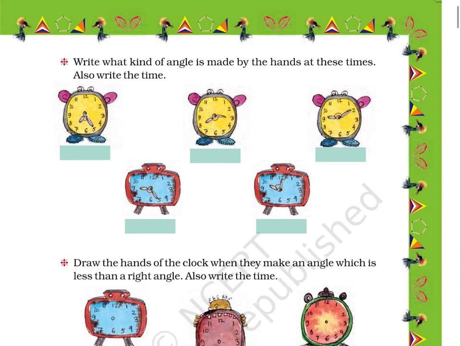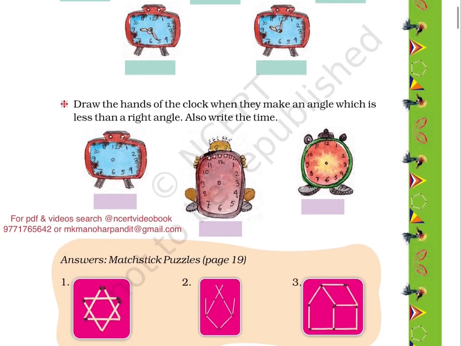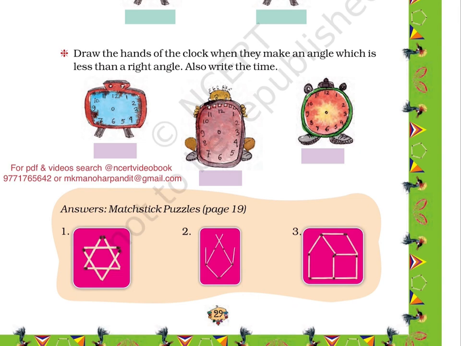Page 29. Write what kind of angle is made by the hands at these times. Also write the time. We have 5 pictures of table clocks given here showing different times, and thus we can say the hands of these clocks are making different angles. You are supposed to write what kind of angle is being made and their name in the blank spaces given below the clocks.